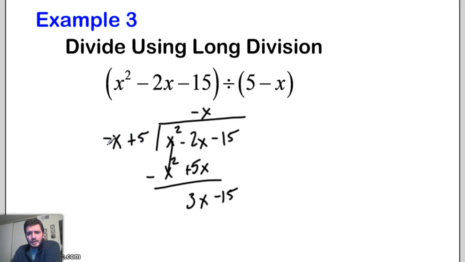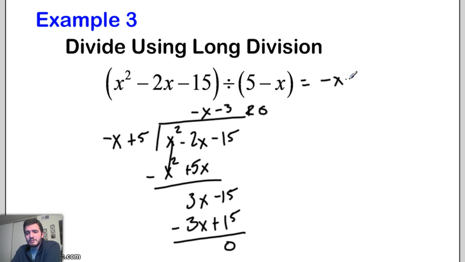What do you need to multiply negative x by in order to get 3x? Well, that'll be negative 3. Then negative 3 times negative x is positive 3x, and negative 3 times 5 is negative 15. Subtract, and you see that everything cancels. So I don't have a remainder here. Remainder 0, so that means negative x minus 3 works out perfectly. Nothing to it. Let's keep going.